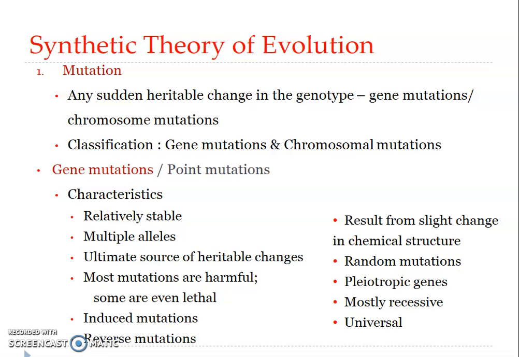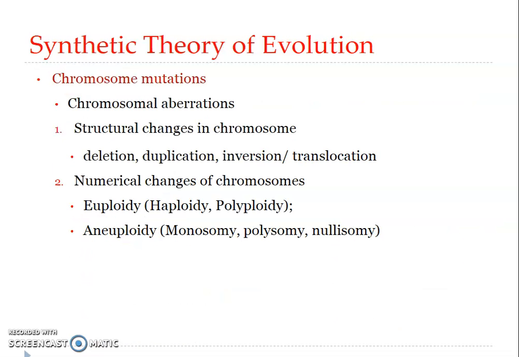Now, mutations can be classified into two major categories, right? The gene mutations and chromosomal mutations, depending on where the change is happening. Gene mutations are otherwise referred to as point mutations, and these are caused by chemical alterations of individual genes. Chromosomal mutations are otherwise referred to as aberrations, or simply chromosomal aberrations. They are caused by changes in the structure of individual chromosomes or changes in the number of chromosomes. Both are referred to as chromosomal aberrations.